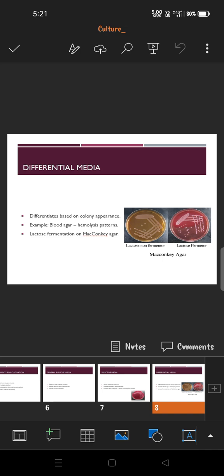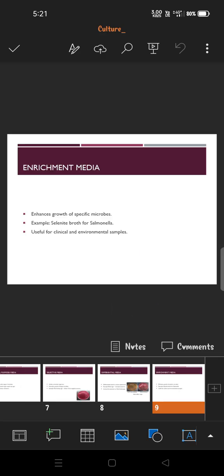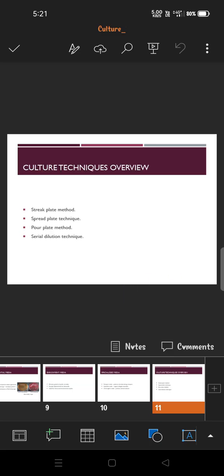Differential media is based on colony appearance. Examples: blood agar for hemolysis pattern, and lactose fermentation on MacConkey agar. Enrichment media enhance specific growth of microbes. Example: selenite broth for Salmonella, and it is useful in clinical and environmental samples. Specialized media are transport media, anaerobic media and chromogenic media.